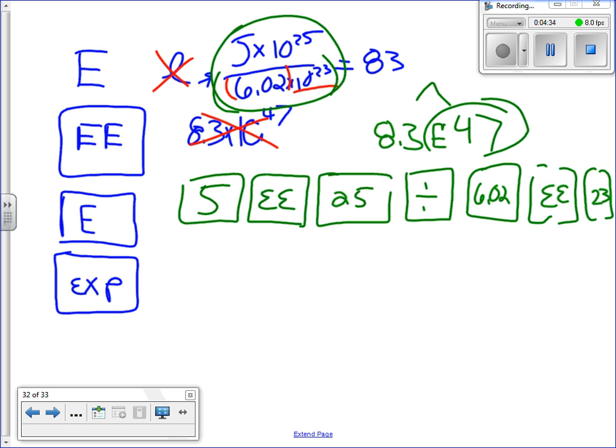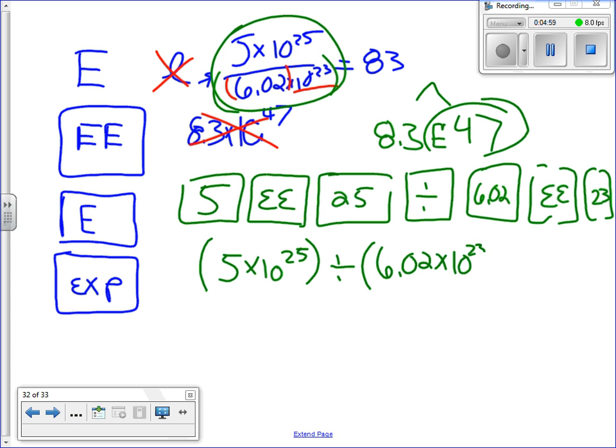If the E button terrifies you, it's fine. You're not alone. If you don't understand it, make sure you put parentheses around all your scientific notation numbers. So you should put parentheses and then do 5 times 10 to the 25th. Even if you're adding or subtracting, multiplying, etc., put parentheses around it, okay? Then you can do divided by parentheses 6.02 times 10 to the 23rd. That will make sure it divides by this whole giant number.